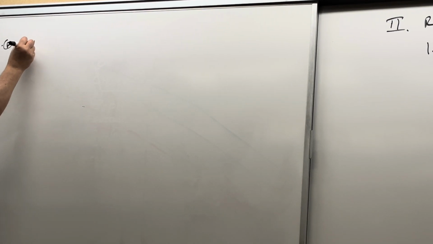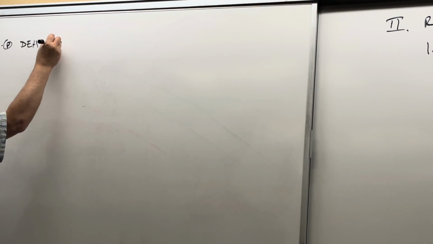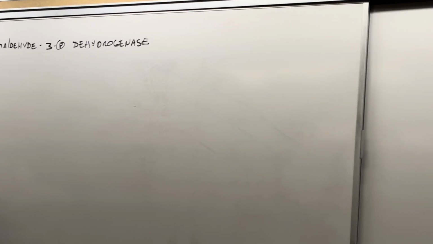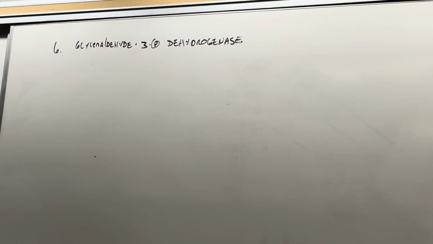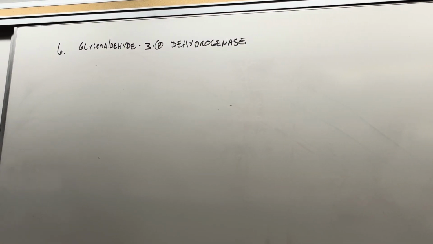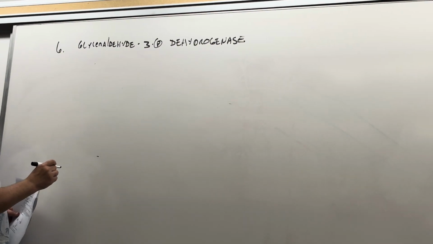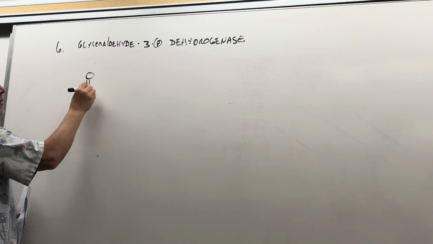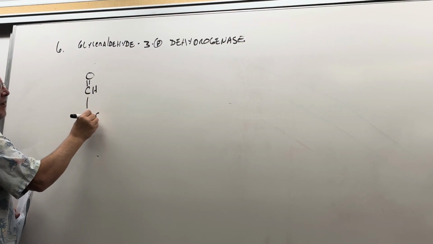Okay, so the 6th reaction is glyceraldehyde 3-phosphate dehydrogenase. Whenever you have a name of an enzyme known as a dehydrogenase, it's going to catalyze a redox reaction. We're going to be transferring some electrons around. So we have our glyceraldehyde 3-phosphate.